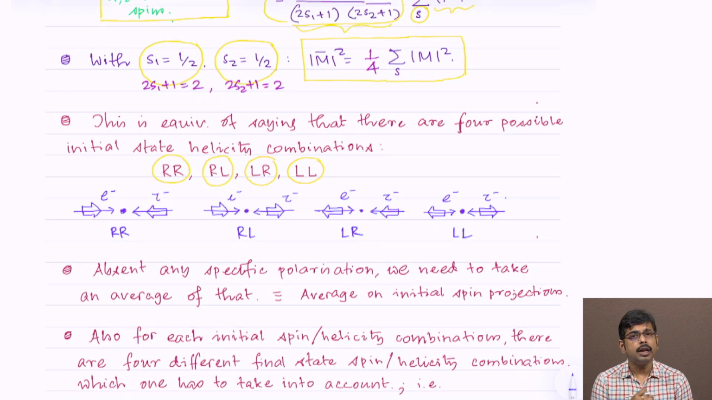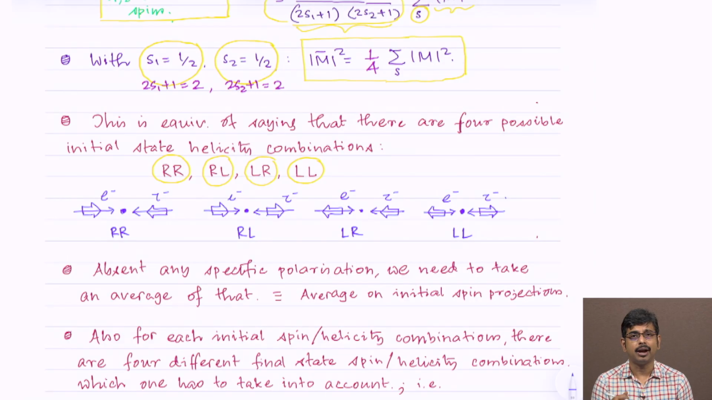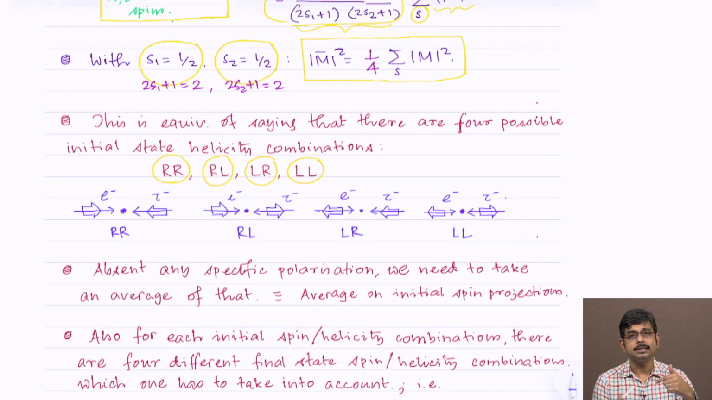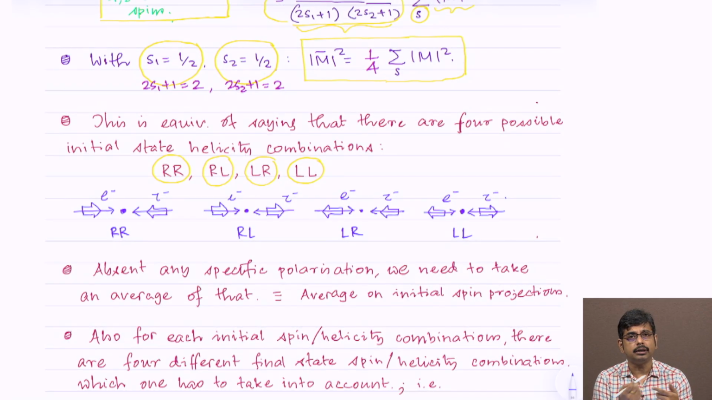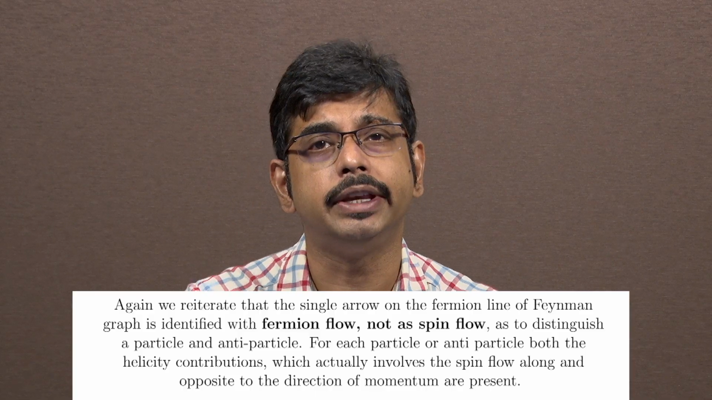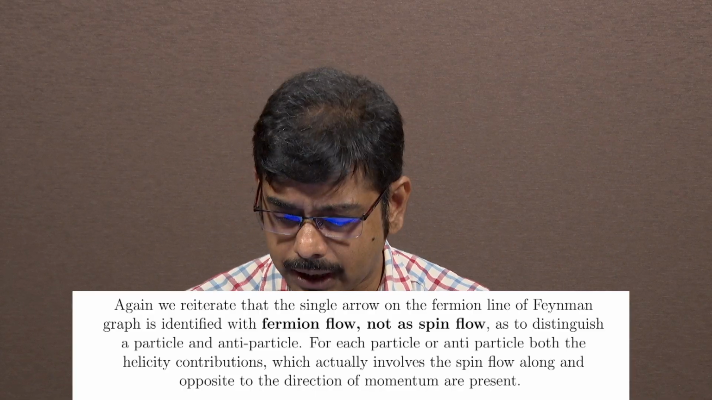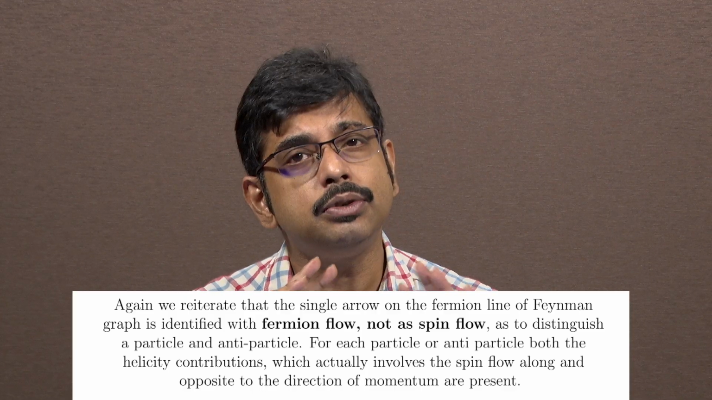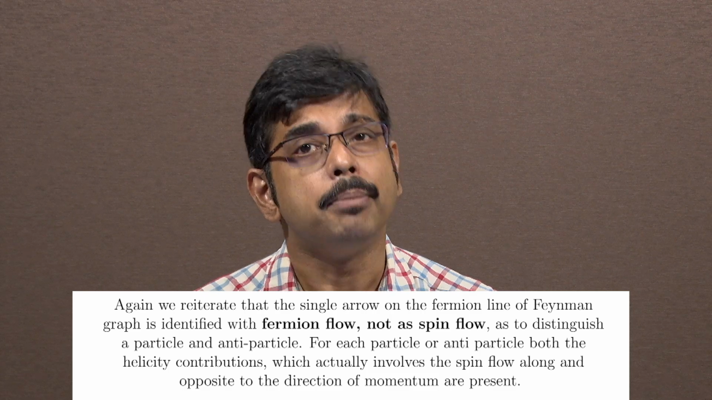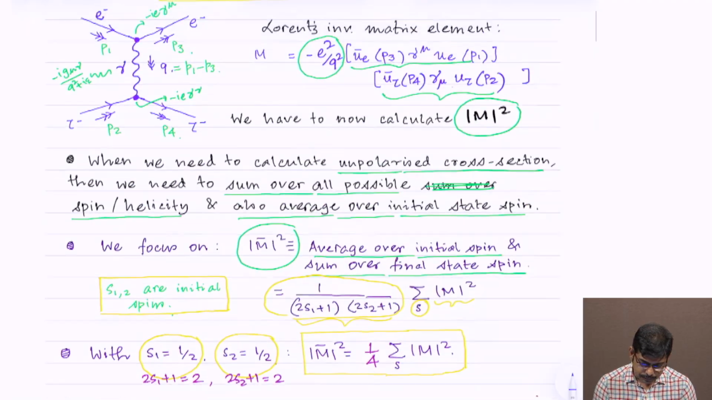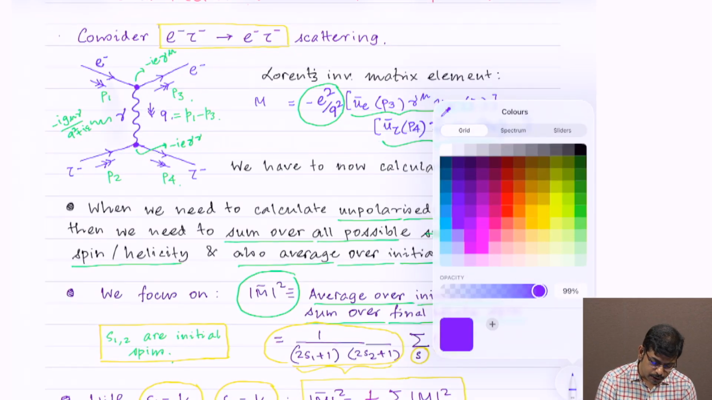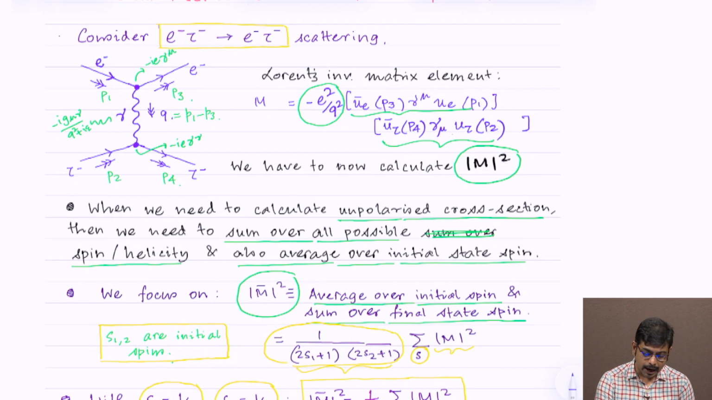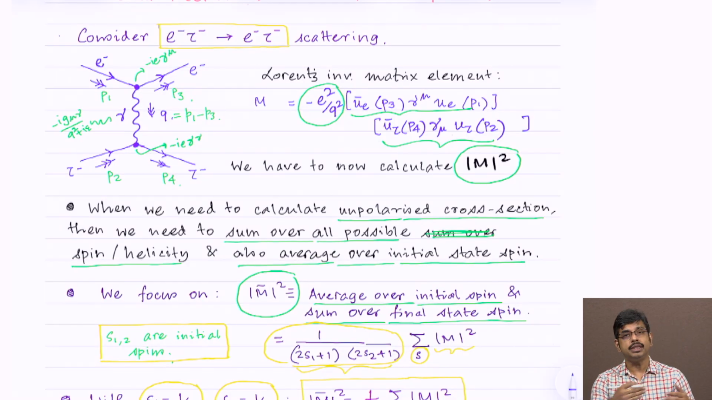Here, I would also like to mention that when we were drawing the Feynman graphs, I told you that when the momenta and the spin flow are aligned, that gives you the particle identification, and when they are opposite, that gives you the anti-particle identification. It must not be confused with the helicity combination. It is just to distinguish between the particle and anti-particle. For example, if you look into the Feynman graphs, here we have this arrow on the fermion line which is aligned with the direction of the motion.